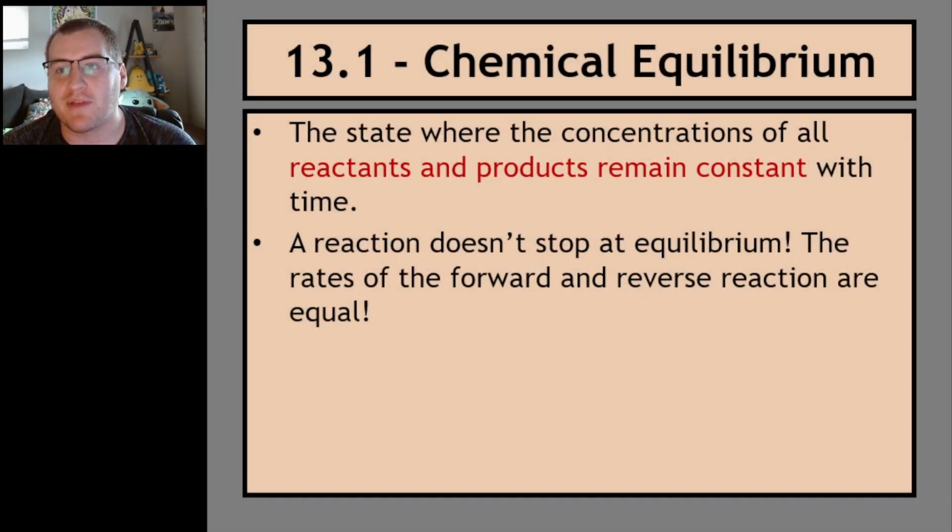All right, so first we have chemical equilibrium. It is the state where the concentrations of all reactants and products remain constant with time. So to start talking about equilibrium, we first have to talk about what this reaction looks like.